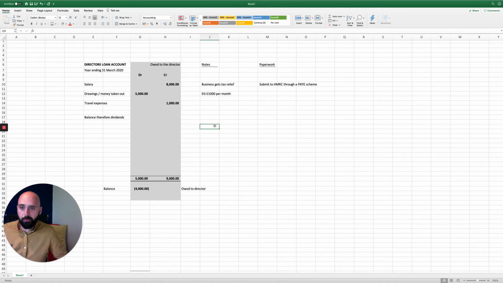So in this example, there's still a balance owed. The balance owed is going to be £4,000 because you're entitled to 8 plus 1, which is 9. You've only taken out 5, so you're owed £4,000. So that is simply what a director's loan account is. It takes into account what you're entitled to, what you've paid. If you've paid above your salary, generally the balance is going to be a dividend.